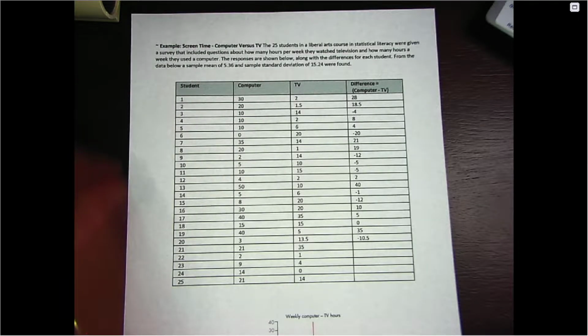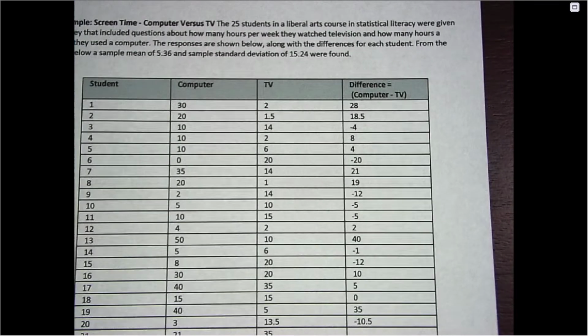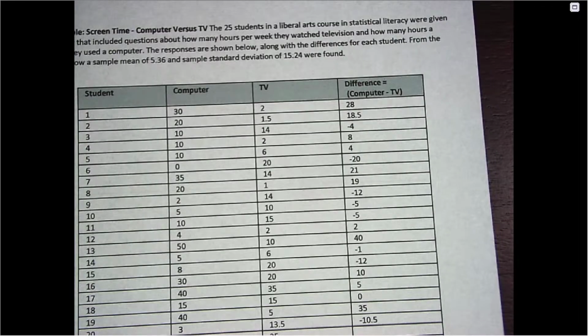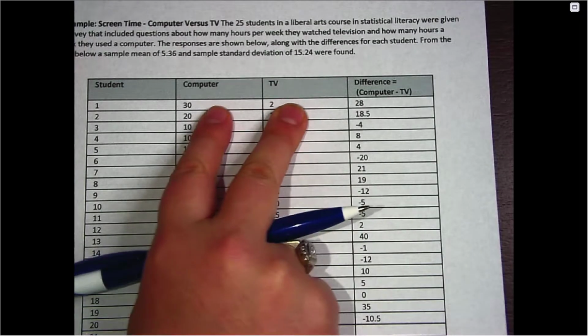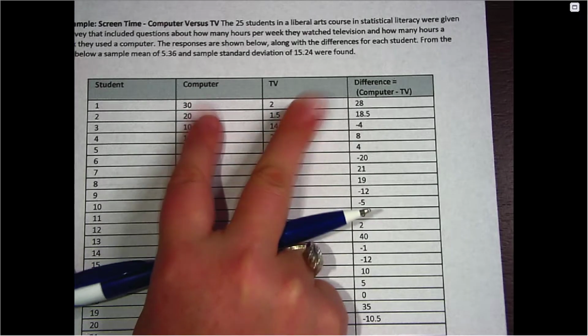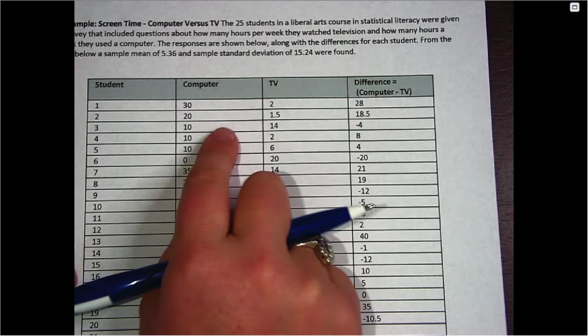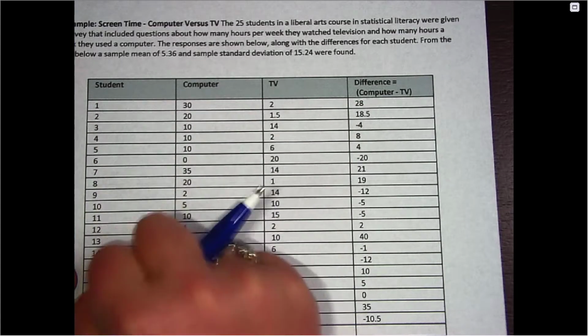We talked about this when we were looking at options for dependent data. I talked about how the way you spend your time would be dependent because you would expect that computer time would affect TV time and vice versa. So what I have here is students. There's 25 students, and they each have a pair of measurements. So this is paired data. It's not repeated measurements because it's not taken over time. It's a paired group of measurements for each of these individual students.